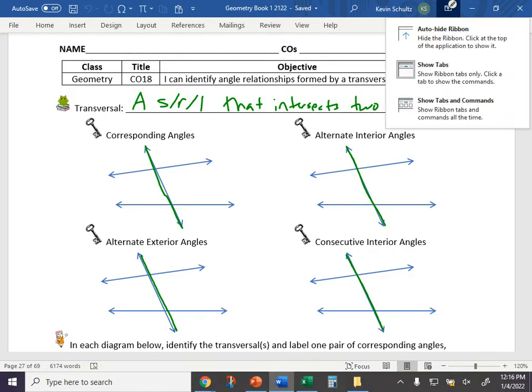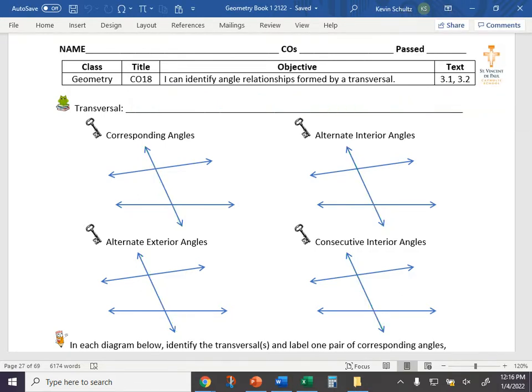Okay. And then when you have transversals, there are lots of angle relationships that develop. And what this whole objective is looking at is locations of angles and what those relationships are. The first one we have is corresponding. Corresponding angles, your key phrase here, is same location, different vertex. When you think about corresponding angles, think about the same location but a different vertex.